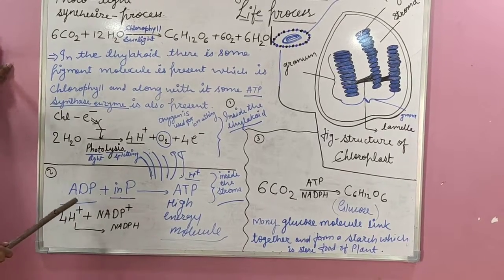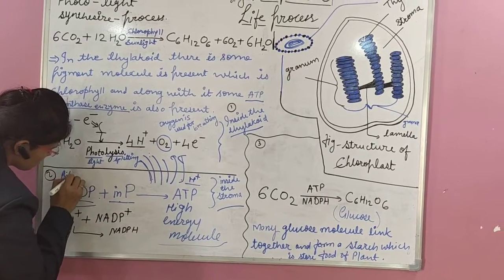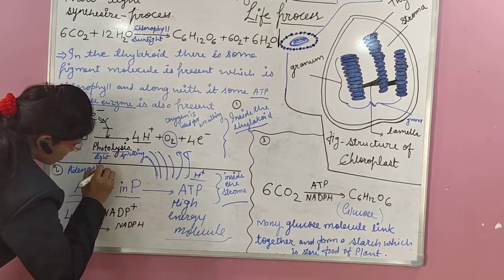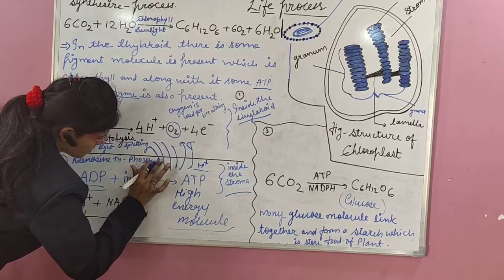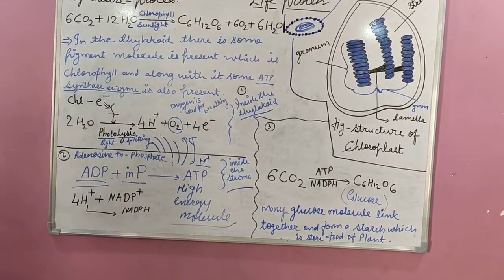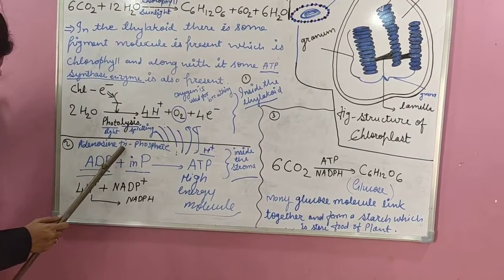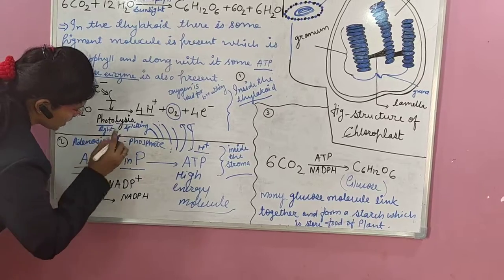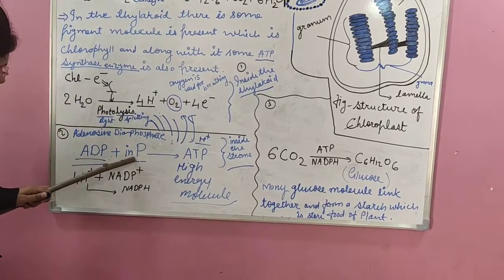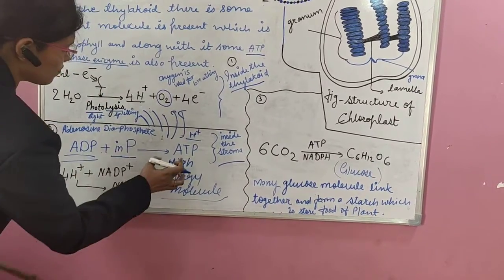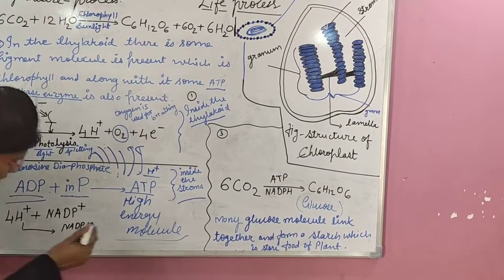What does ADP mean, students? This is adenosine triphosphate. This is adenosine diphosphate. These are adenosine diphosphate molecules along with the inorganic phosphate. It forms an ATP molecule, which is called adenosine triphosphate.